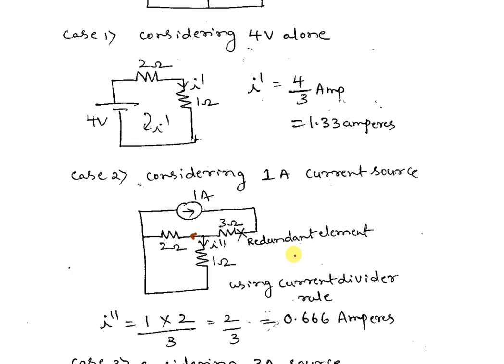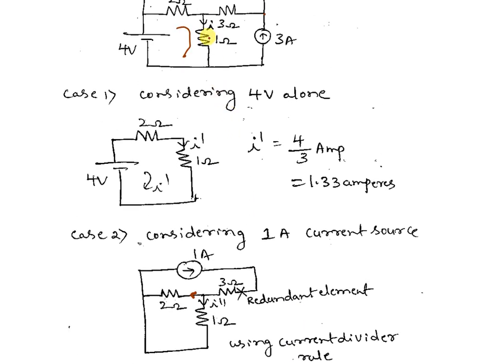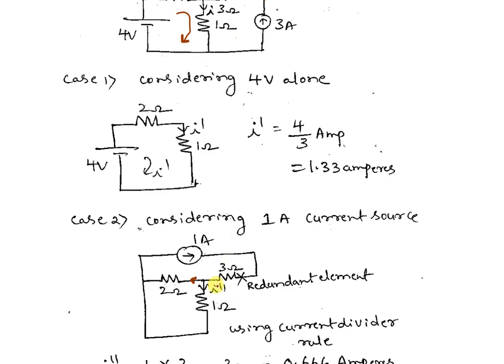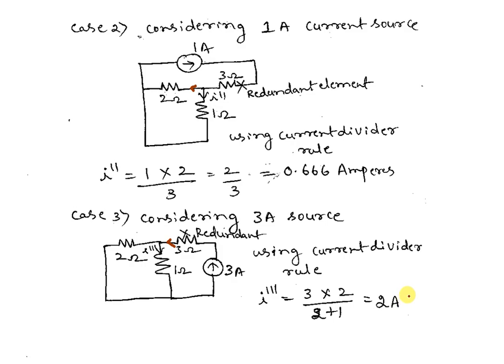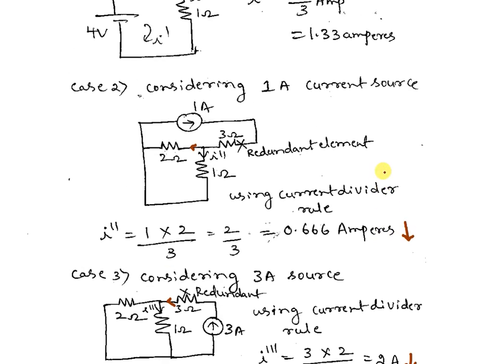And you have to see the direction of the current. All are actually going down only. It is coming down, because in the 4 volts also positive is here. So it is coming down here. And in 3 amps also it is going down only. And in 1 amp also it is coming down. In all the cases, all the currents are going downwards only.